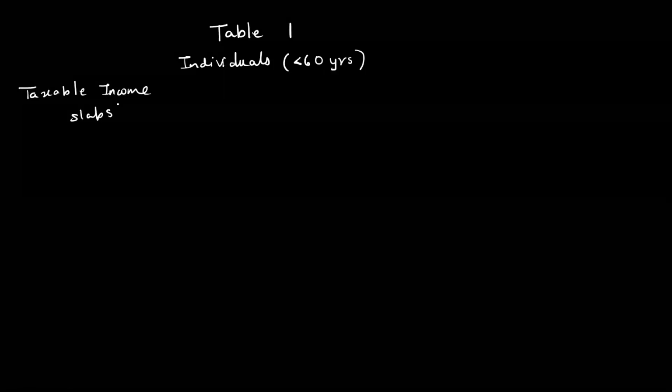Taxable income slab means, see, everyone does not pay the same amount of income tax. If someone earns very less, then they cannot afford to pay income tax. If someone earns very high, then they can pay a lot of income tax. So accordingly, that adjustment is done based on which section of earning they belong to. For example, the first one is up to 2,50,000, and this taxable income part is yearly.